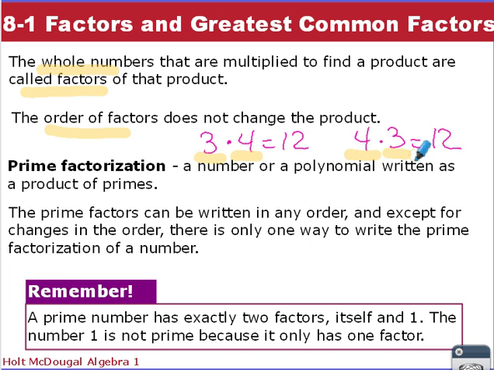With prime factorization, we're going to look for a number written as a product of primes. And prime numbers, as it says down here, remember, a prime number has exactly two factors. It has to be the number itself and 1. And by definition, 1 is not a prime number because it only has one factor, which is itself. Prime factors can be written in any order, and except for the change in the order, there's only one way to write a prime factorization of a number, to get down to prime numbers.